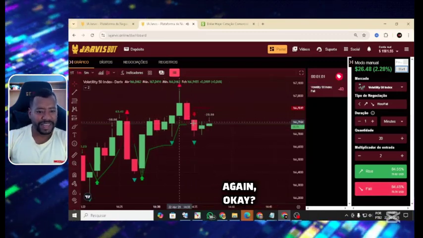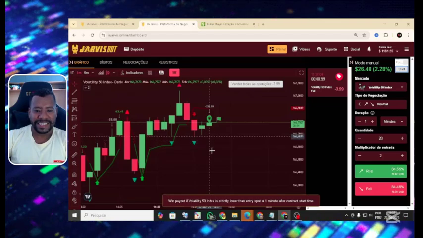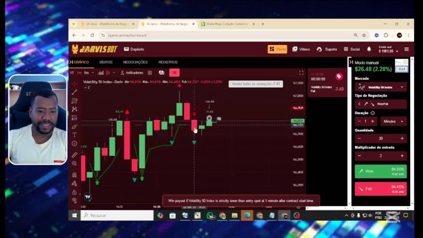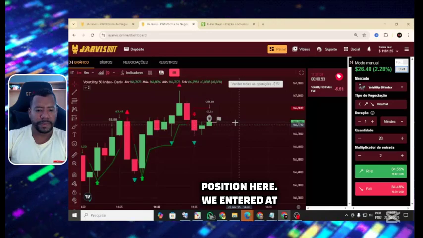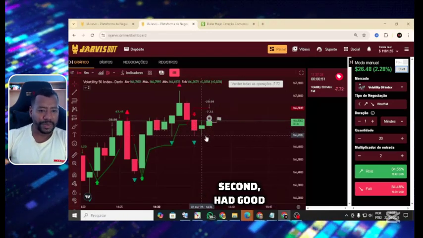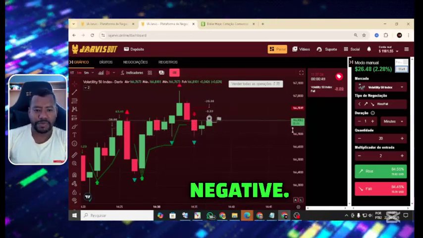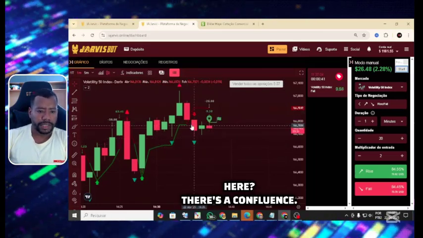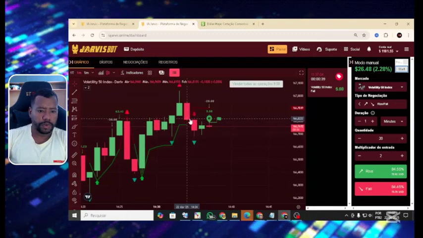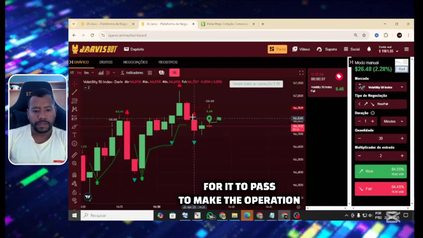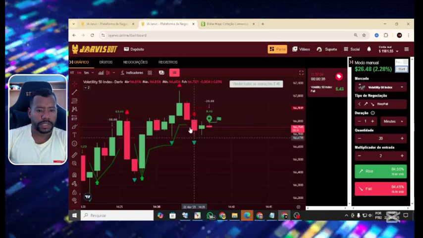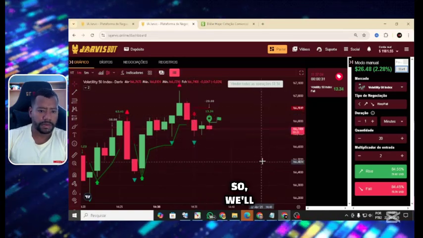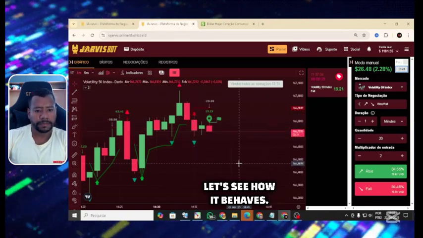I'm going to sell again, okay? Look, I still believe in the sell position here. We entered at the last second, had good profit, but ended up negative. It happens. What's happening here? The confluence. Ideally, wait for it to pass to make the operation easier. So we'll wait a bit, okay? Let's see how it behaves.